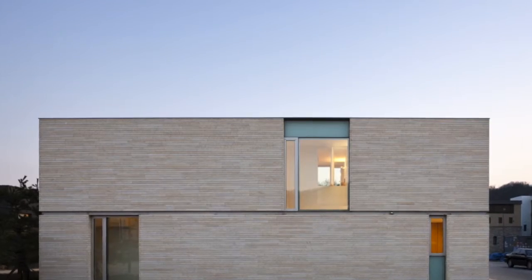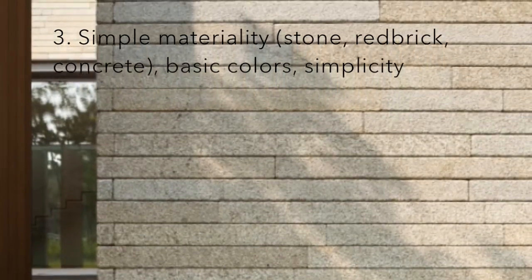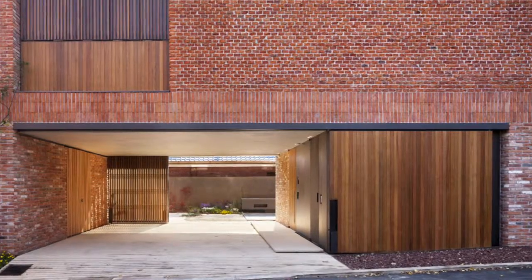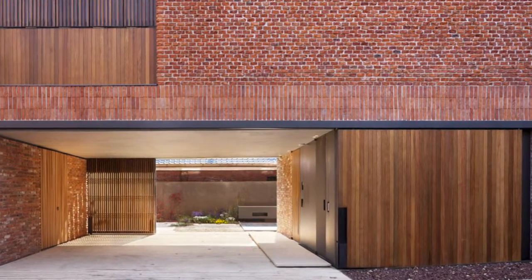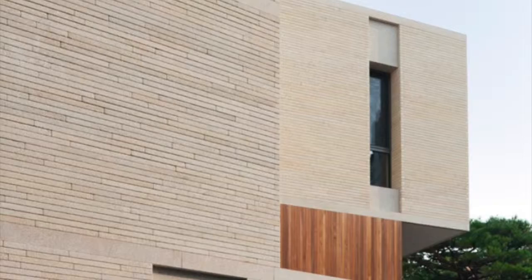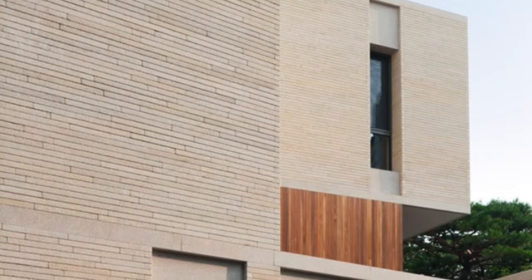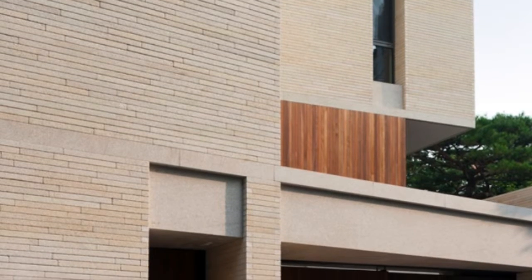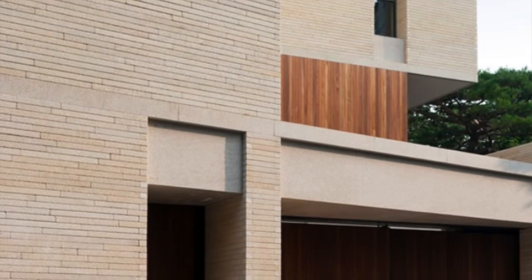Then we can talk about the simple materiality. For almost all his projects, he's using really, really basic materiality. For instance, stone, a lot of different stones. Here we can see a lot of examples where he uses red brick, but also concrete or lighter stones. In other examples, he's, for example, mixing wood with stones. Everything is in basic colors in order to guarantee, again, the simplicity of the project.